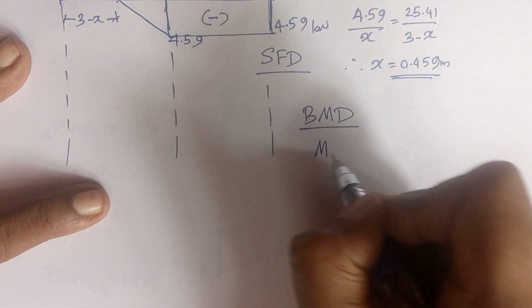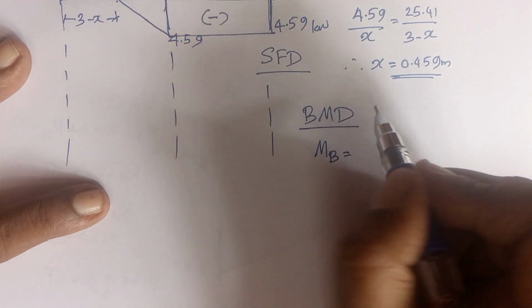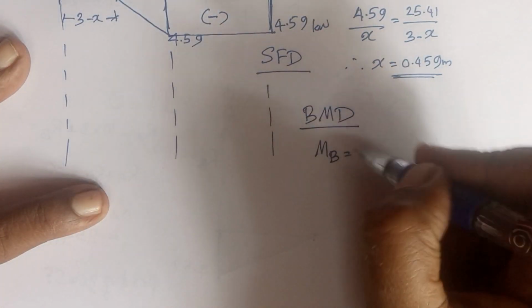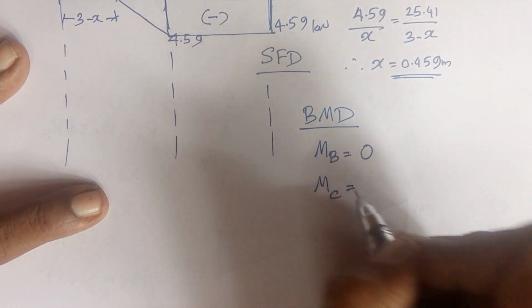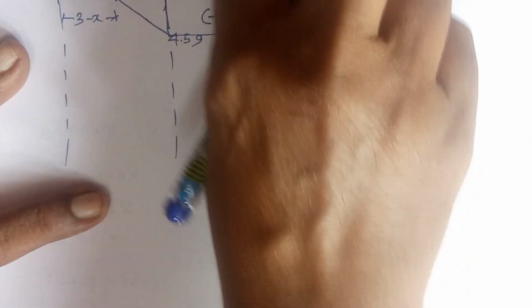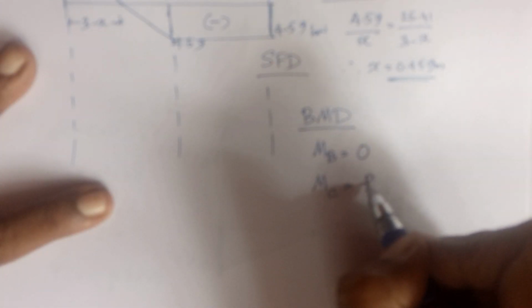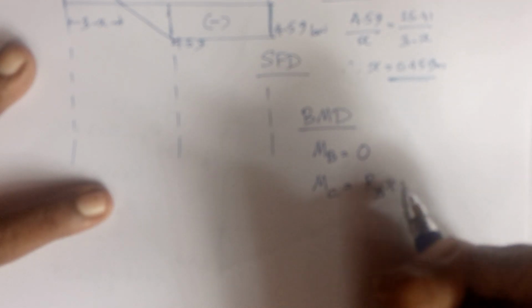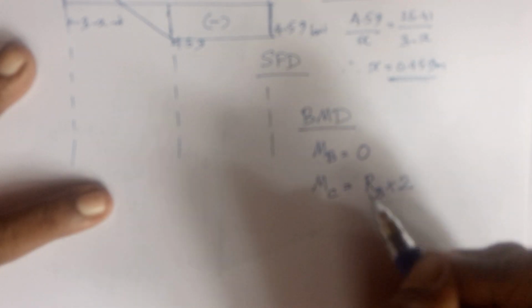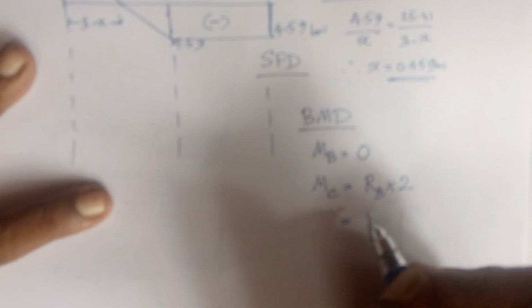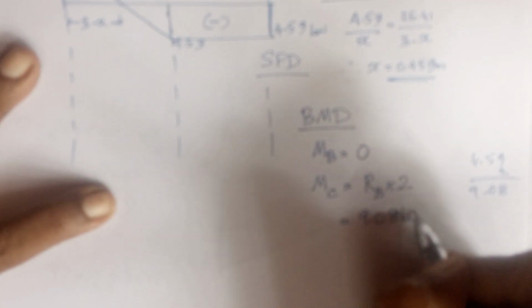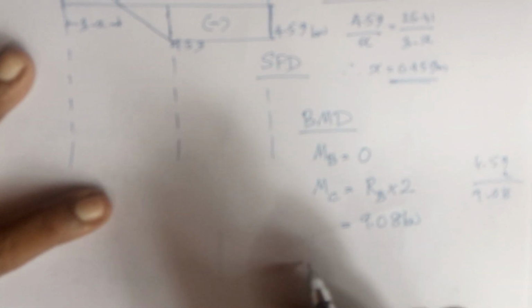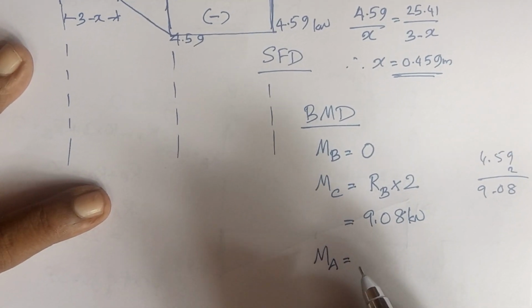What about the value of bending moment at B? MB is equal to load into distance. There is only a support reaction acting at that point, so MB equals 0. What about MC? Considering the right of point C, there is a reaction of 4.59 acting upwards. So RB into 2. That is a sagging moment. So it is 4.59 into 2, 9.08 kilonewton meter.